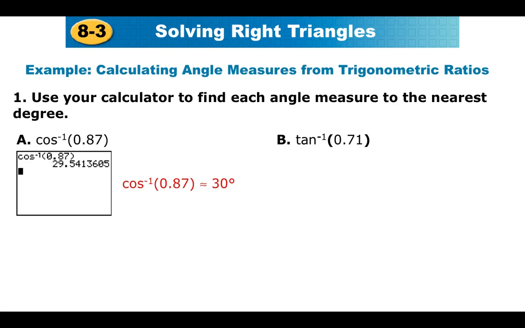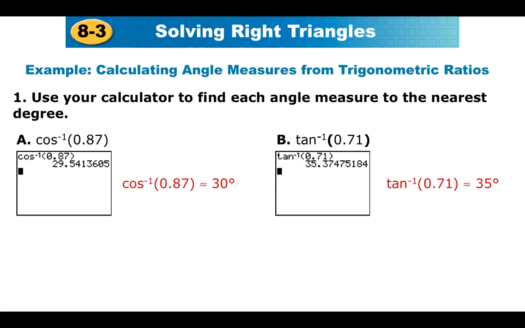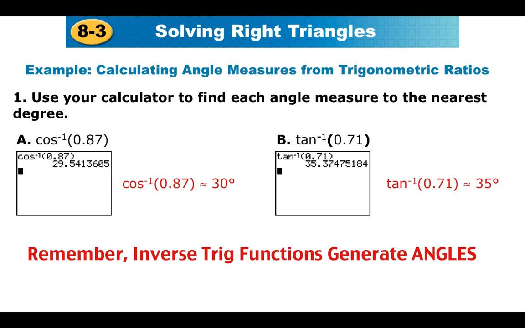In the same manner, go ahead and punch in tangent inverse of 0.71. On your screen, you should have the following. And then we round, and you only give me 35 degrees as your answer. And again, to emphasize a point, inverse trig functions generate angles. So whenever you're looking for an angle, you need to use the inverse trig functions.